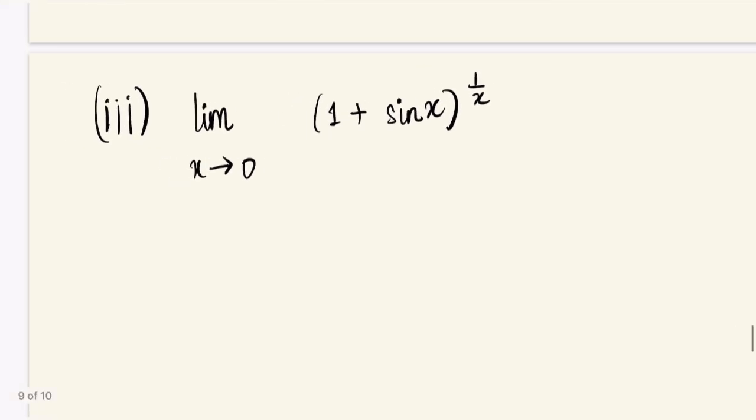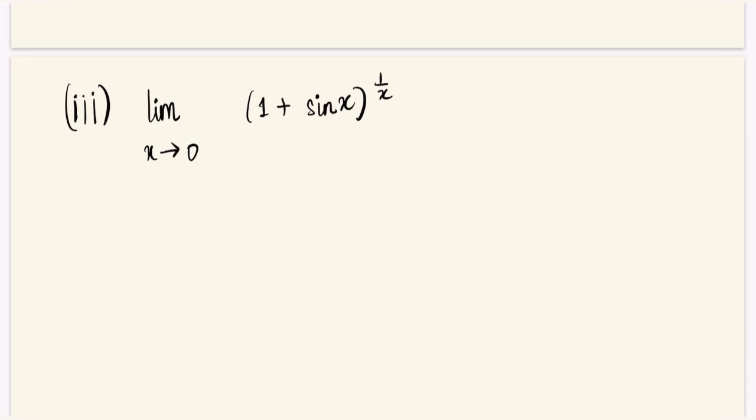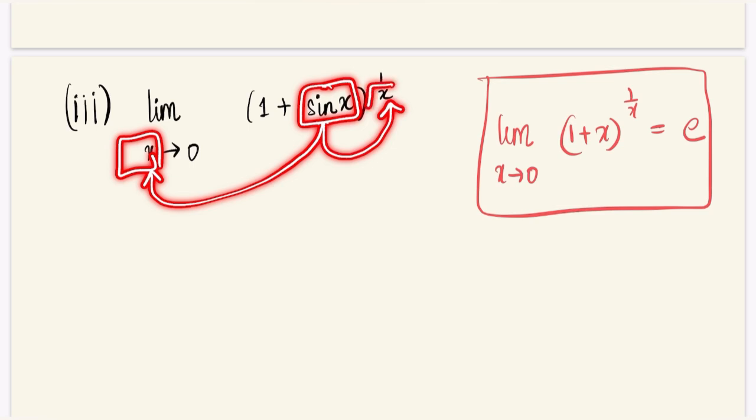Limit of (1 plus sine x) the whole raised to 1 by x, as x approaches 0. Again, you might have already understood that the formula we are going to use here is: limit x approaches 0, (1 plus x) the whole raised to 1 by x is e. But the only problem here is that if you see an x over here, this x should appear in two more places. So it should appear over here, and also over here in the denominator of the power. You can see that the variable here is sin x and not x. So if a sin x is over here, you should see a sin x over here, and also there should be a sin x over here.